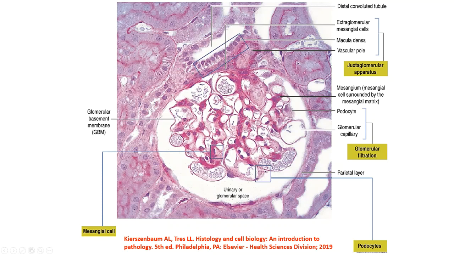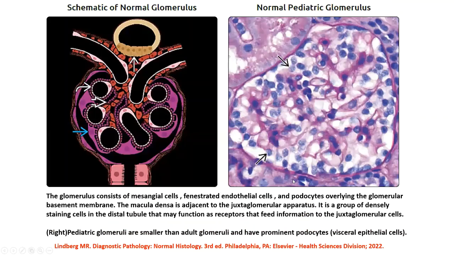And you also have the vascular pole. You have the elements which are present at the vascular pole in the form of the afferent and the efferent arterioles. And this whitish, clear, empty space which is surrounding the glomerular capillary loops is the Bowman space, and this is again invested by the outer layer, that is the parietal layer of Bowman, which is basically lined by simple squamous epithelium.